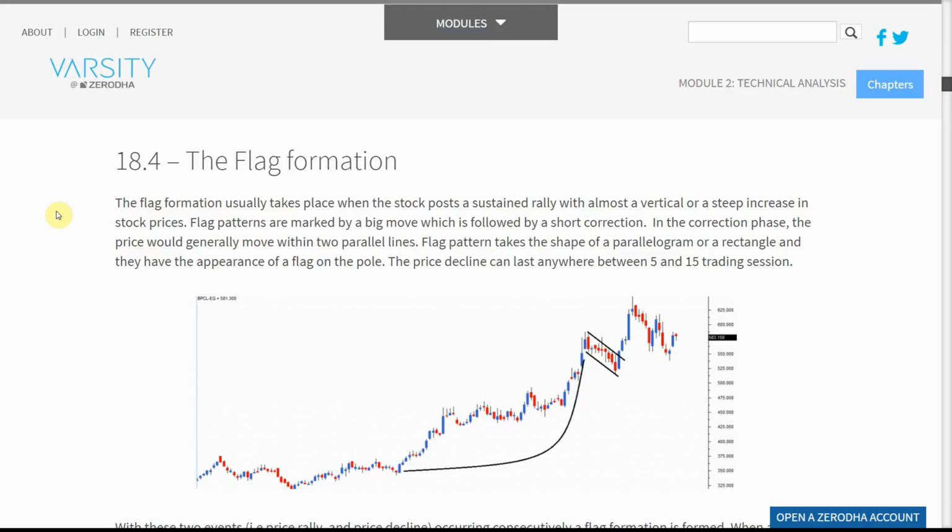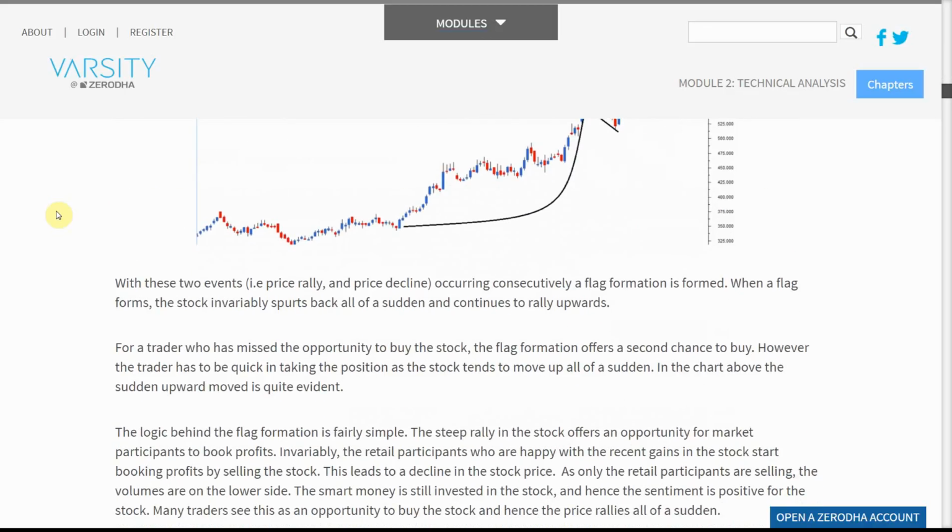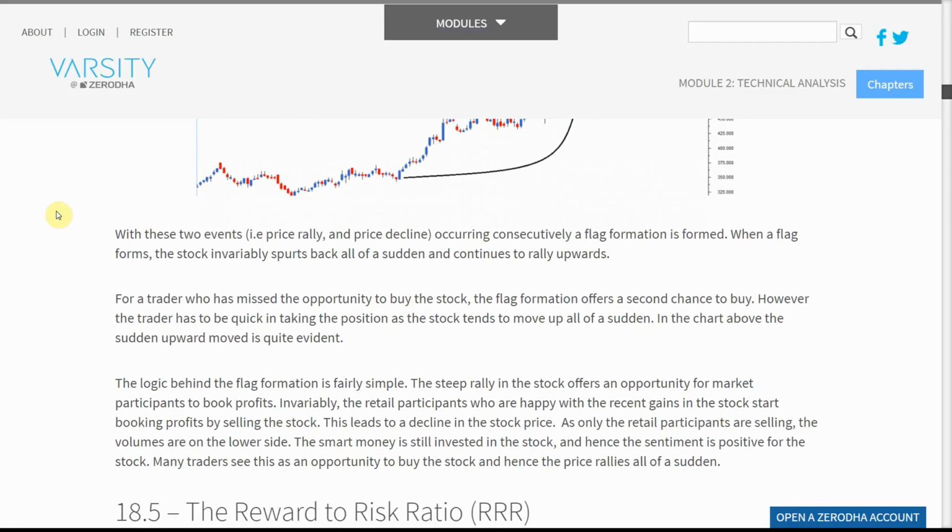The logic behind the flag formation is fairly simple. The steep rally in the stock offers an opportunity for market participants to book profits. Invariably, the retail participants who are happy with the recent gains in the stock start booking profits by selling the stock. This leads to a decline in the stock price, as only the retail participants are selling. The volumes are on the lower side. The smart money is still invested in the stock, and hence the sentiment is positive for the stock. Many traders see this as an opportunity to buy the stock and hence the price rallies all of a sudden.